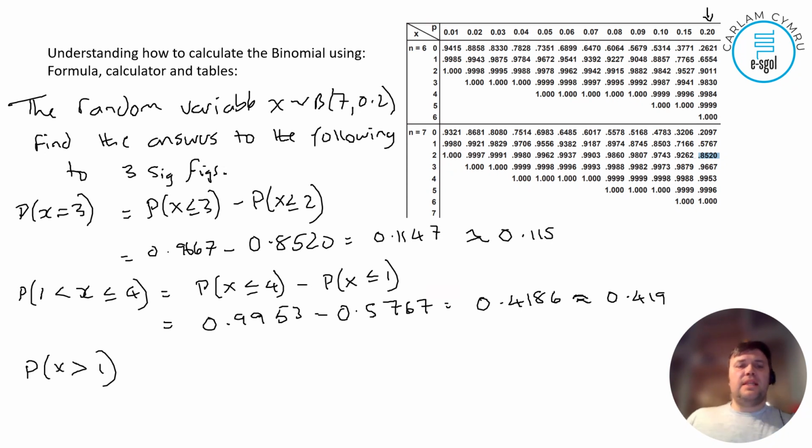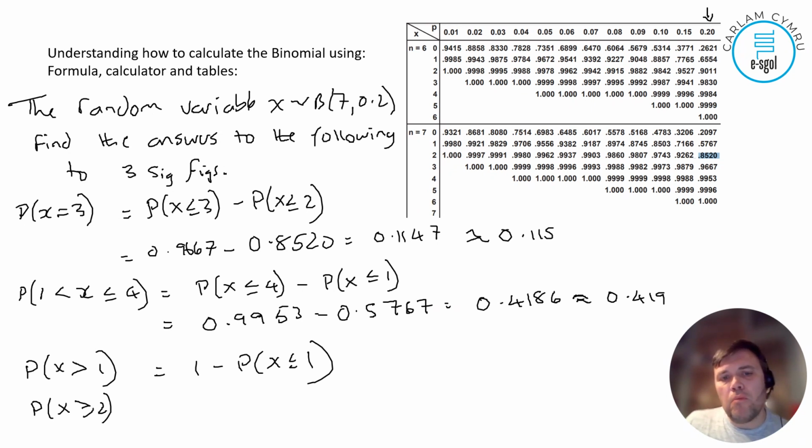It would be the probability that x is greater than 1, and you would say that is 1 minus the probability that x is less than or equal to 1. Another way in which they can write this is the probability that x is greater than or equal to 2. It means exactly the same thing. You're still picking up 1 minus x is less than or equal to 1, and that would be 1 minus 0.5767, and that is 0.4233. Okay, so that's how you take it from the tables.